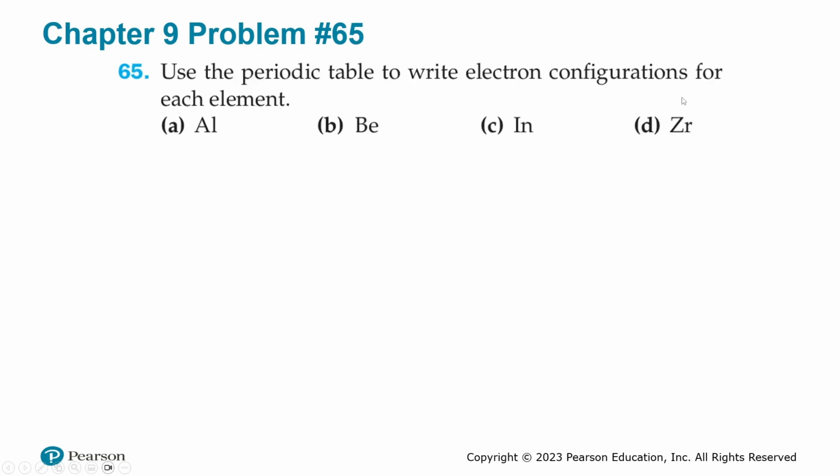All right, question number 65 from chapter 9. Use the periodic table to write down the electronic configurations. So what we want to do is look at the periodic table and find out its position in its given block, whether that's the S block, the P block, or the D block, for zirconium. Whatever position it's in within that block is how many electrons it has in that orbital subshell. Everything below that orbital subshell is going to be completely filled.